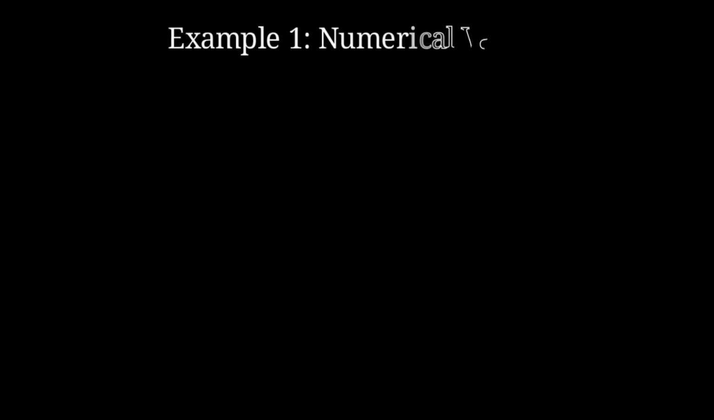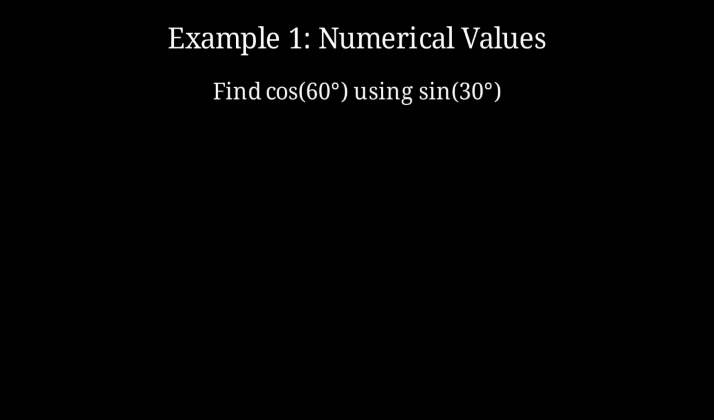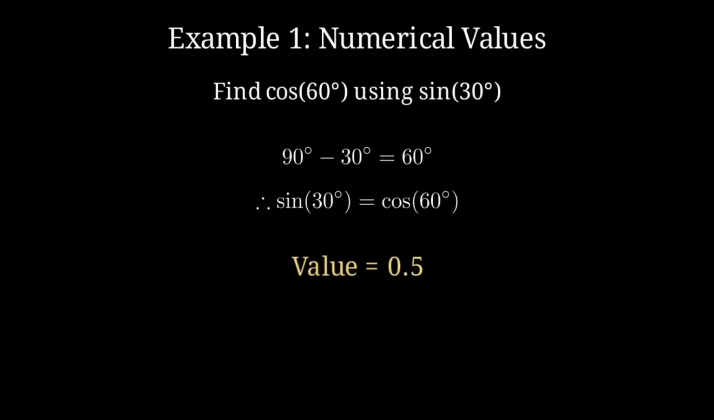Let's look at a numerical example. Since 30 and 60 are complementary, the sine of 30 degrees must equal the cosine of 60 degrees. Both values are exactly 0.5, confirming our identity works perfectly.